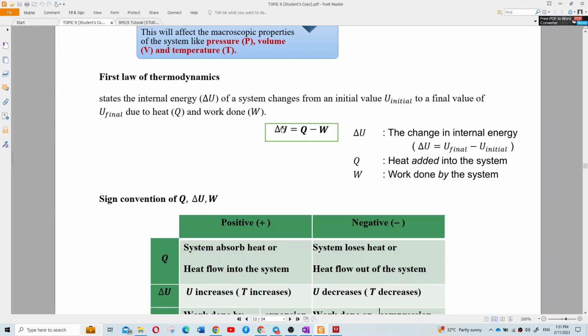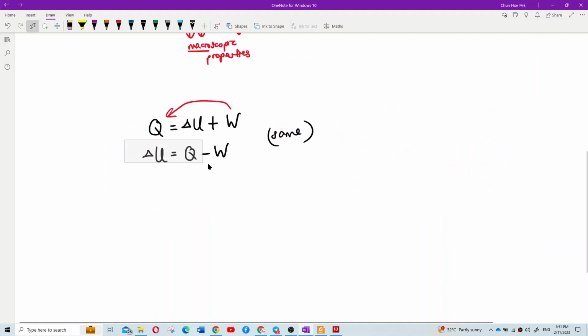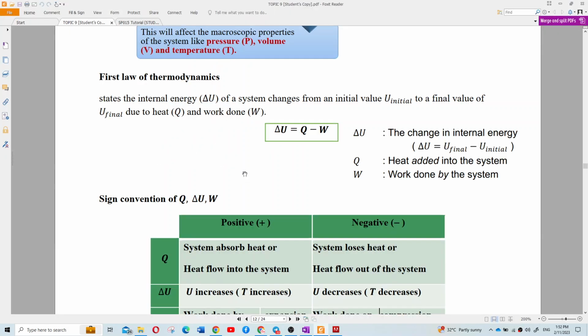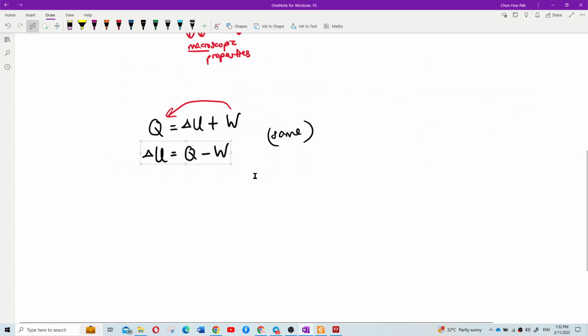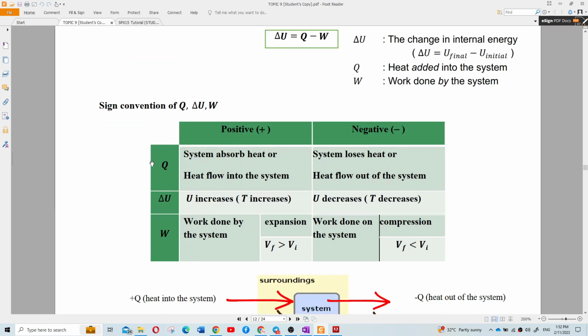But because of the new syllabus, I want you to use the new formula. Okay, delta U equals Q minus W. About the positive and negative sign, it's the same. Before and after is the same. Old and new is the same. When is it positive? When is it negative? It's the same. No changes at all.